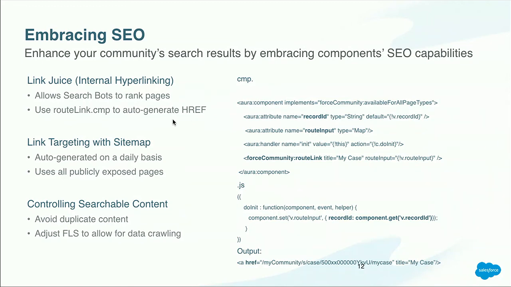What this route link component allows you to do is it builds you so-called hrefs, which are basically internal links between pages on your community. In simple terms, it allows search bots that come in and scan your website to navigate from one page to another. This is an important metric, and it affects your SEO greatly, so I encourage you to utilize or at least look at this component.